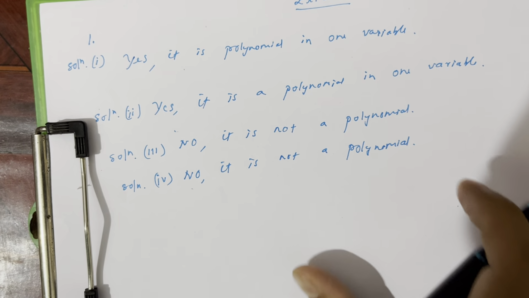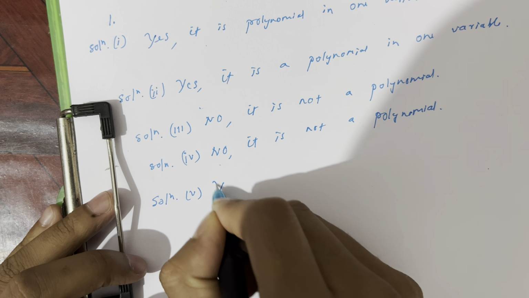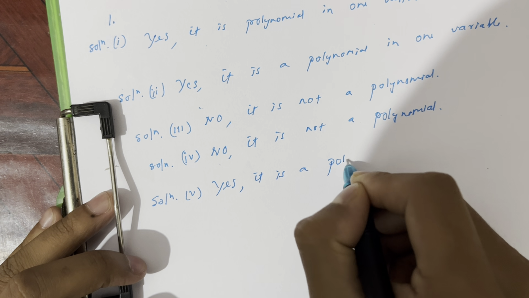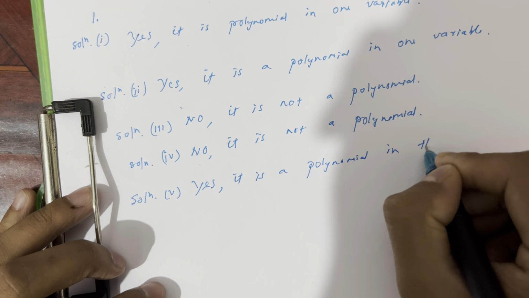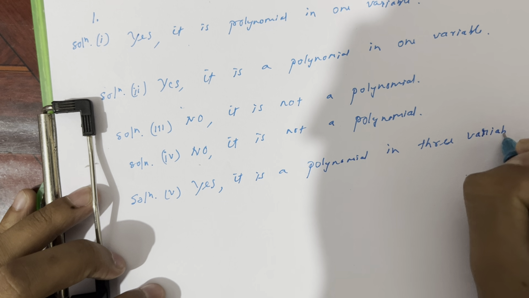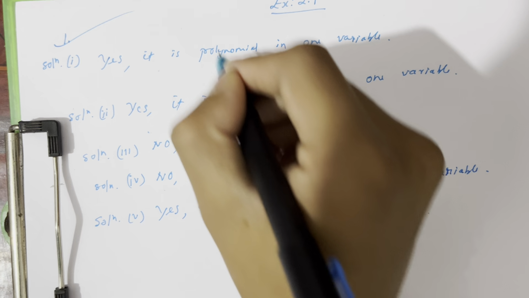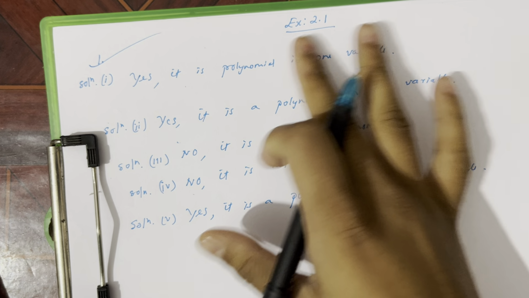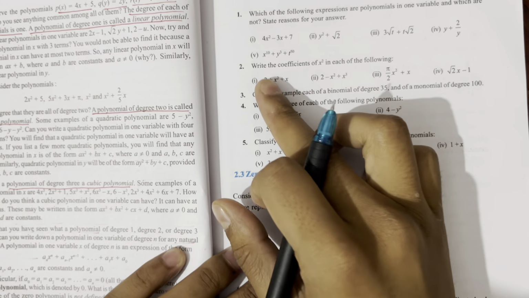Okay, not in 1 variable. So you write solution number 5. Yes, it is a polynomial in 3 variables. Clear now? Okay, this question number 1 is done. We have 5 questions. Okay, done. Now we will do this one.